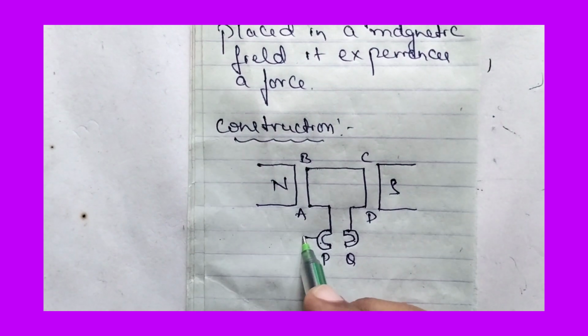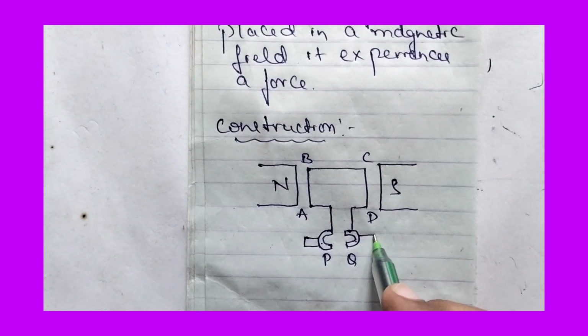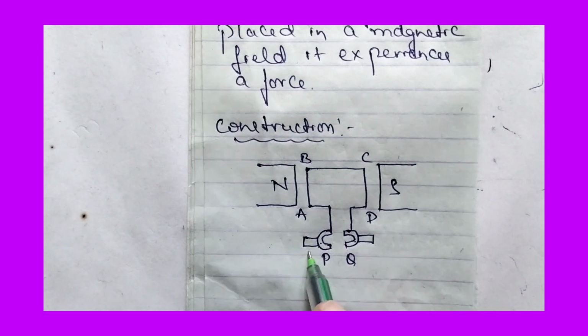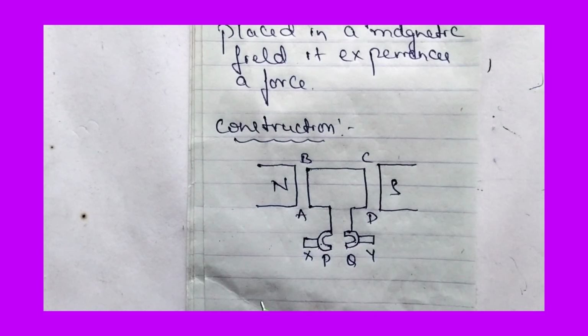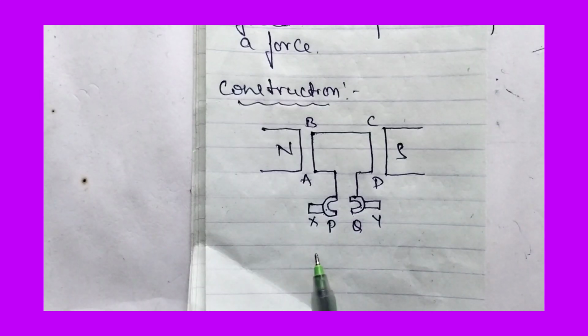For this split ring, stationary brushes are attached. One is X, another one is Y. XY are the carbon brushes. Sorry, it is made up of carbon. So XY are carbon brushes.